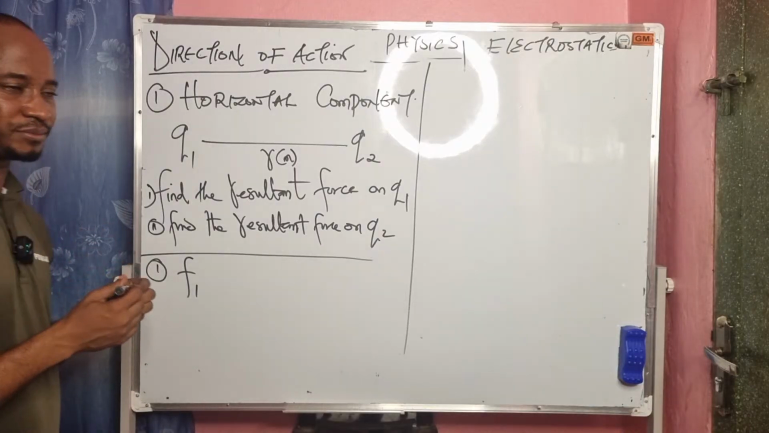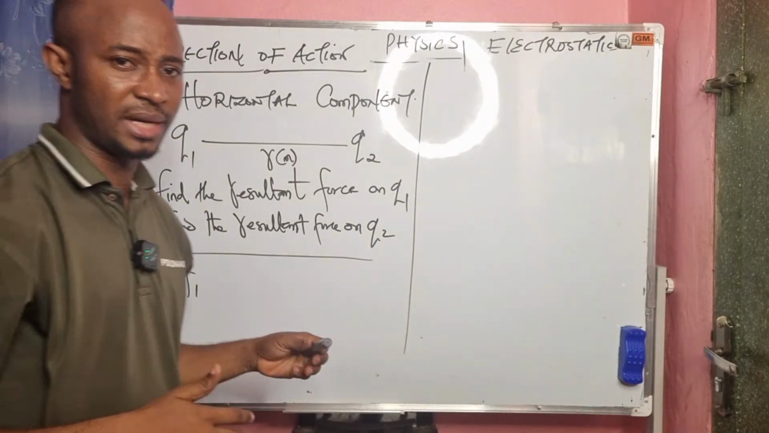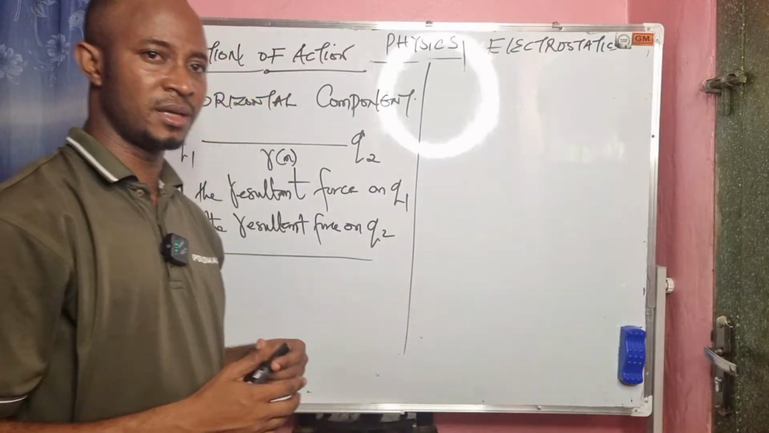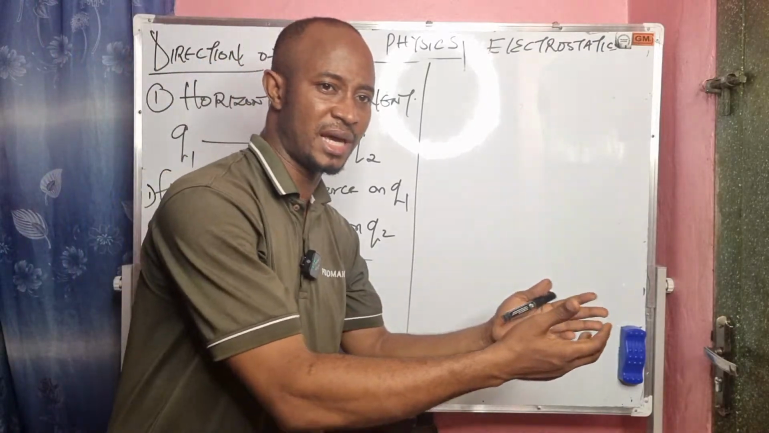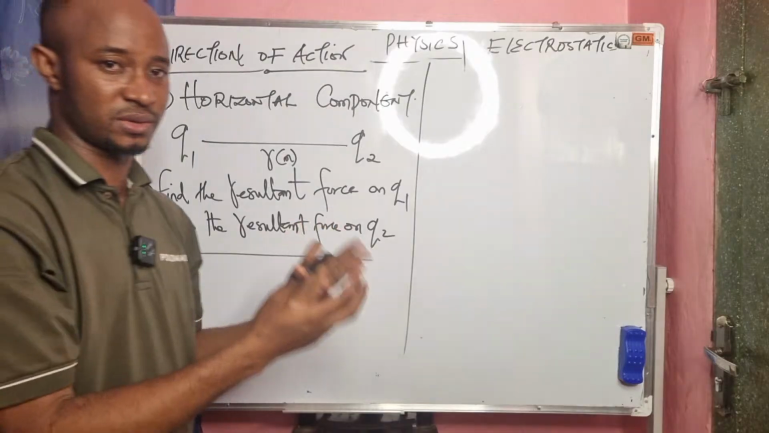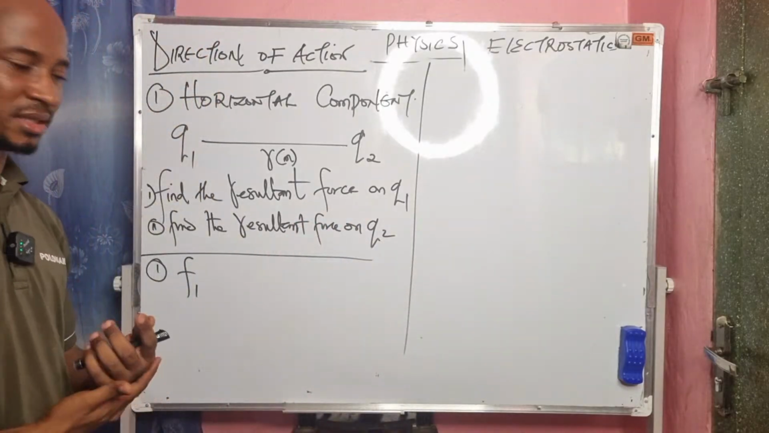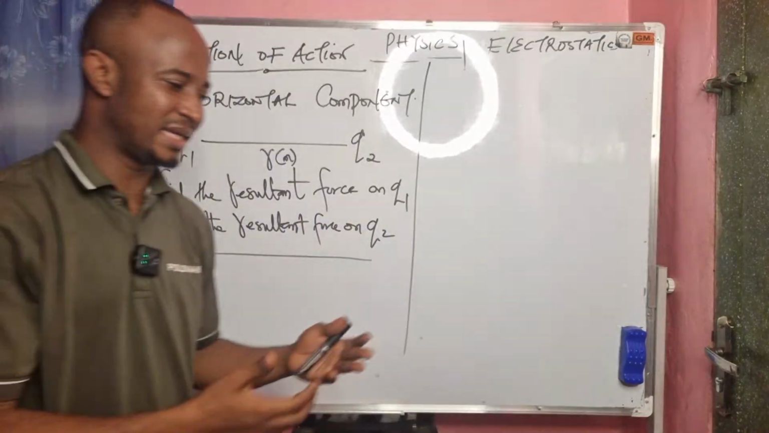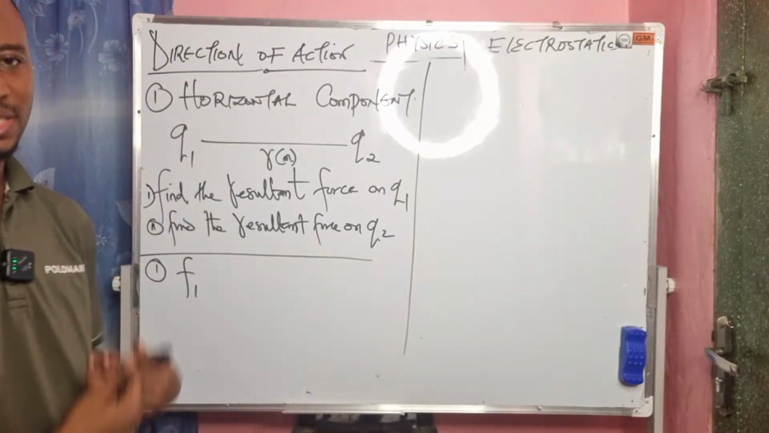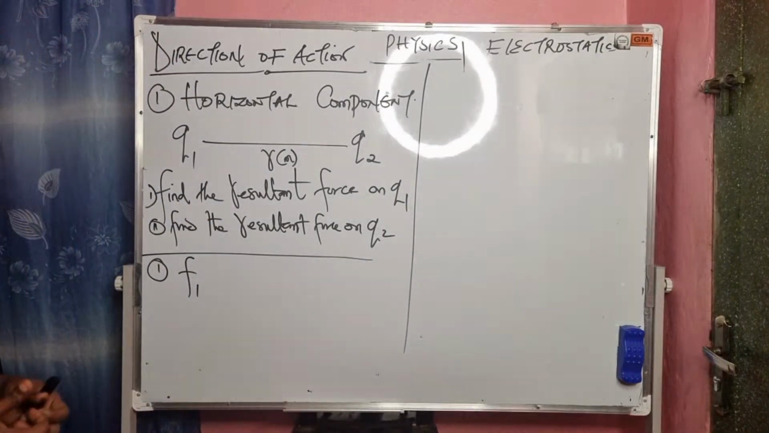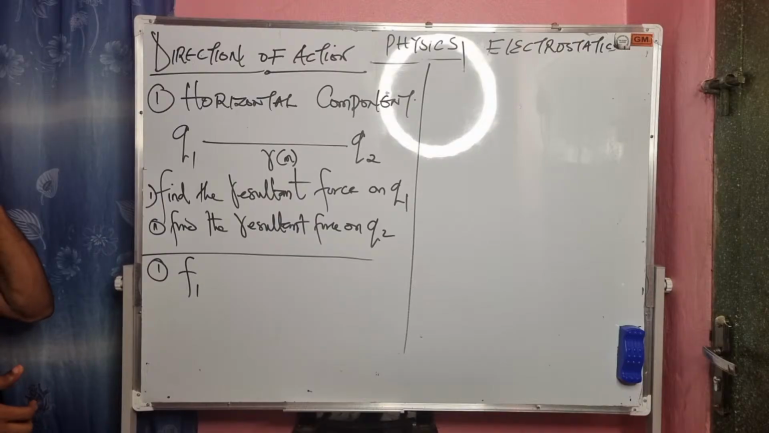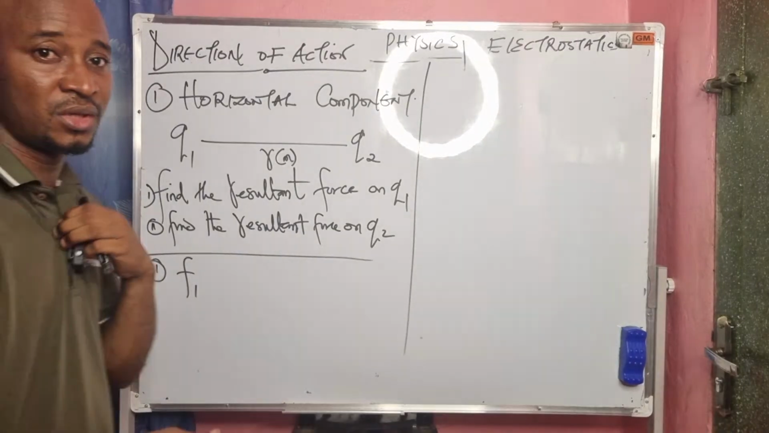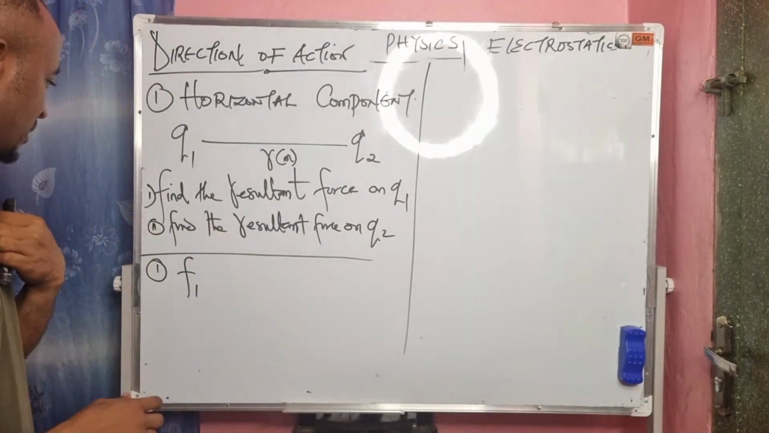Like we saw between the comb and the piece of paper, the direction of action of force is towards the comb, right? So there's always a direction of action towards a particular charge. If not, we will not be able to determine the direction of the Coulomb force, right?